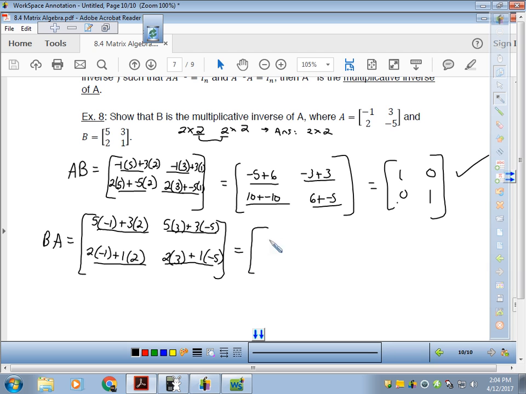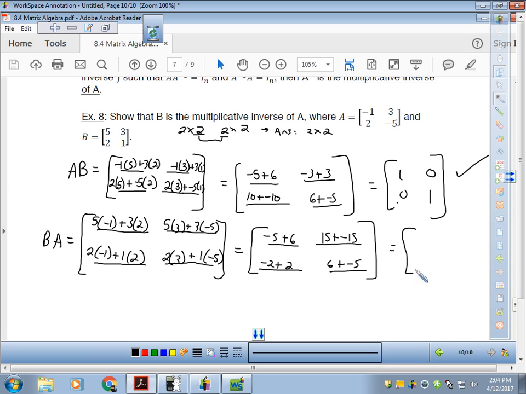Clean it up. We have negative 5 plus 6. And then we have 15 plus negative 15. And then we have negative 2 plus 2. And then 6 plus negative 5.